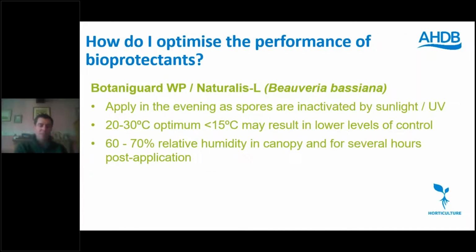Okay, next slide. Then if I am making use of some of these bioprotectants, how do I get the best out of them? So they're different from conventional products. They're living things. They've got certain conditions that they need. So they need certain temperatures, certain humidities, and they're sensitive to UV light. So really applying them in the evening is going to give you the best results. And temperatures and humidities there. Okay, next slide.